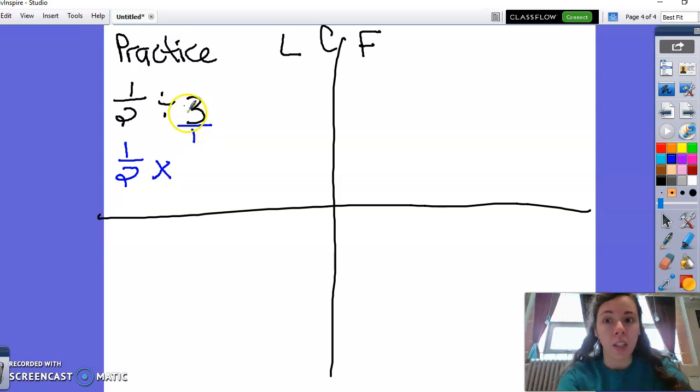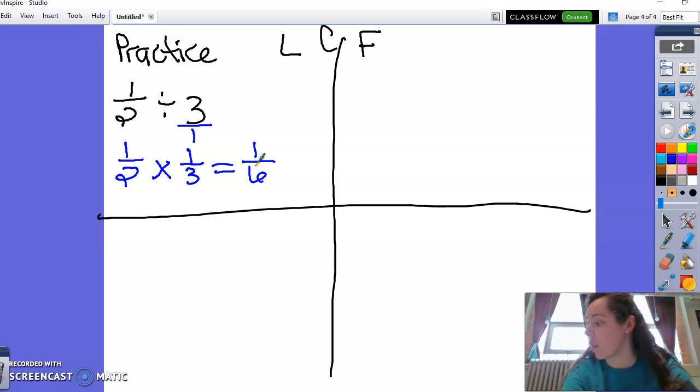Okay, so if this is now 3 over 1, that's something I can flip over. I can turn it upside down. So instead of 3 over 1, I'm now going to do 1 over 3. And then just multiply and simplify. 1 times 1 is 1. 2 times 3 is 6. Can't get any smaller than that, which is nice for us.